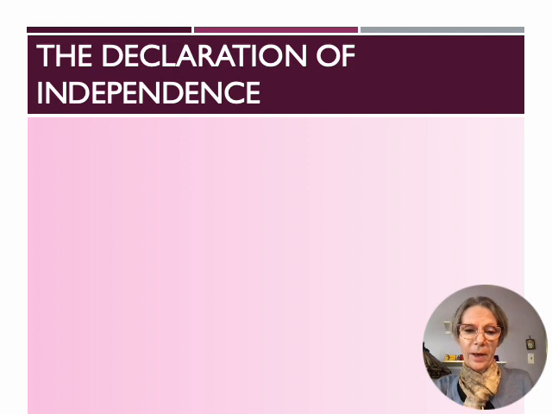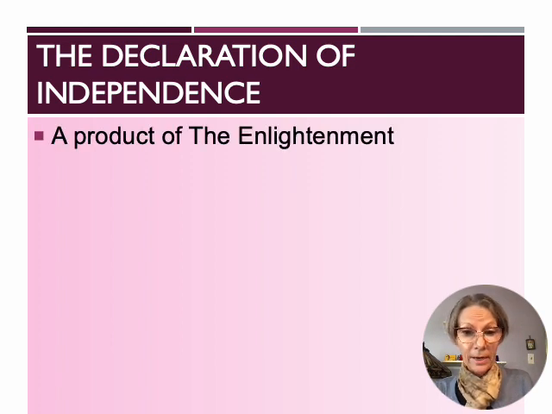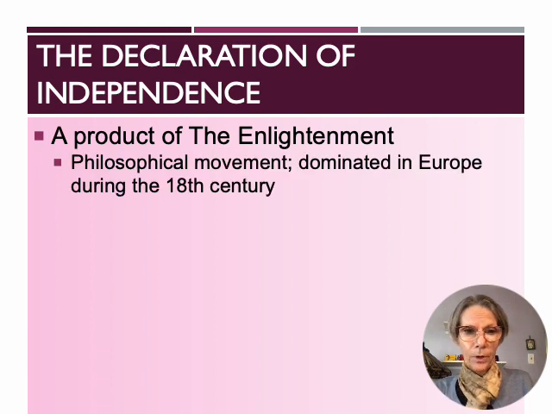Another thing that the Declaration of Independence is that it's a product of the Enlightenment, okay? That the men who were at the Second Continental Congress and then later at the Constitutional Convention, these were learned men. Many of them were lawyers, very well educated, and they were educated in the Enlightenment tradition. So what does that mean? So they stood on the shoulders of Enlightenment philosophers. The Enlightenment was a philosophical movement. It dominated in Europe during the 18th century.